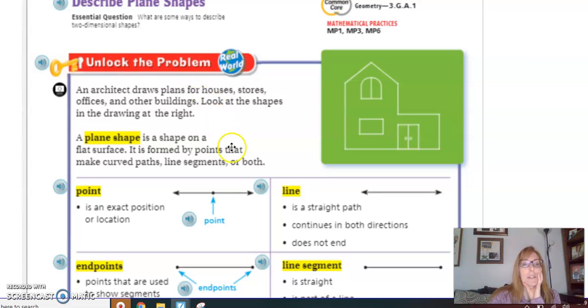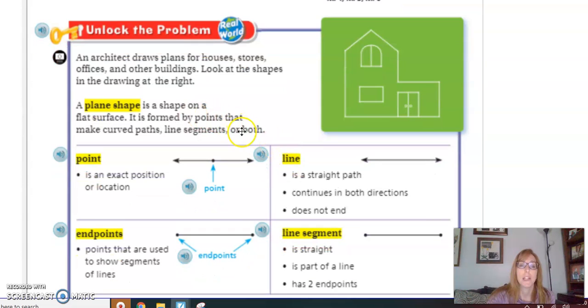So we have an architect who draws plans for houses, stores, offices, and other buildings. Look at the shapes in the drawing at the right. So you're looking at this house right here. Okay. Now a plane shape is on a flat surface. So plane is flat. Okay. A plane and two-dimensional, those are the same. So those are synonyms for each other. Plane and two-dimensional. It's a flat shape. It's formed by points that make curved paths, line segments, or both.